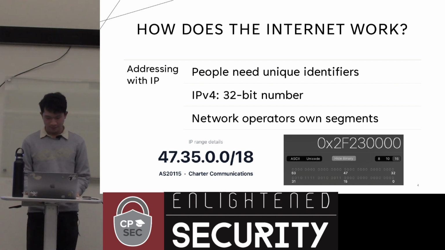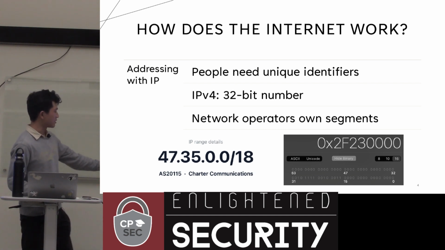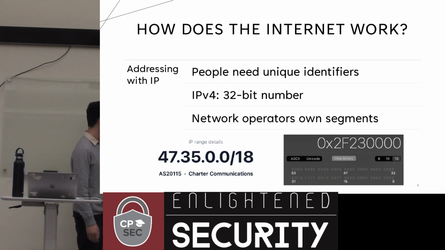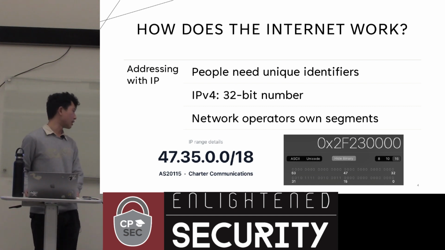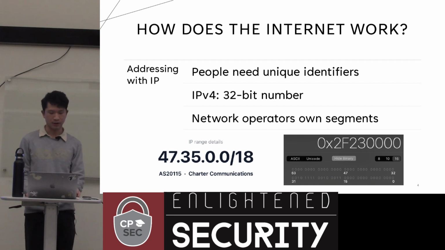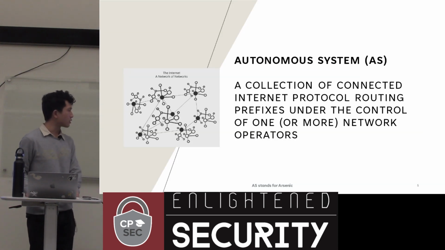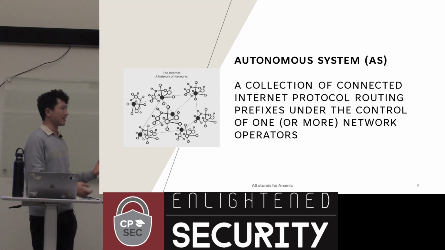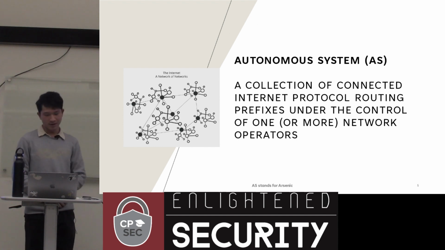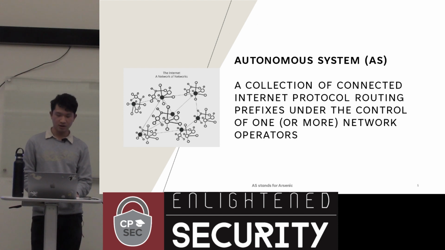First off, when we were looking at this earlier, I said there's this funny number down here, 20115. That's the number assigned to that IP range. That number is what we call an autonomous system. Well, we call it an autonomous system number, really, but those numbers denote autonomous systems. Here's a dictionary definition: an autonomous system is a collection of connected internet protocol routing prefixes, the IP ranges, under the control of one or more network operators.